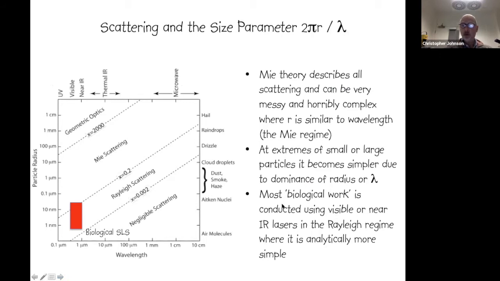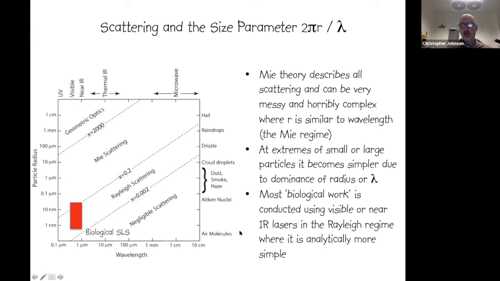Most biological work that we're doing is conducted using near infrared lasers, and therefore for particles that we're interested in, which might be between 1 nanometer and say 50 nanometers, the scattering is predominantly in the Rayleigh regime. And analytically, this is a lot more simple. You can also see here that if you wanted to look at, for example, much larger particles like raindrops, you would need to use a much, much longer wavelength if you wanted to be in the Rayleigh regime.